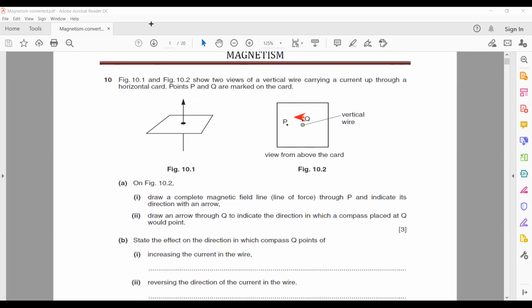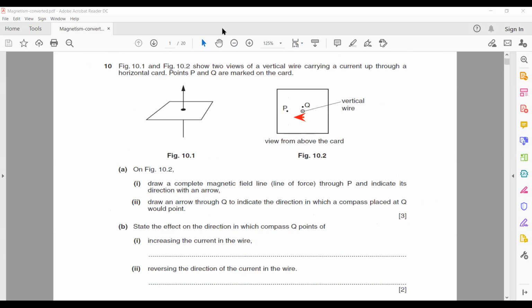And if I reverse the direction of the current, if I change the direction of current, what will happen to the compass needle? It will change. So it will point in the opposite direction. So here, no change. And at this point, it will be the opposite direction as the original. Or you can also say reverse.